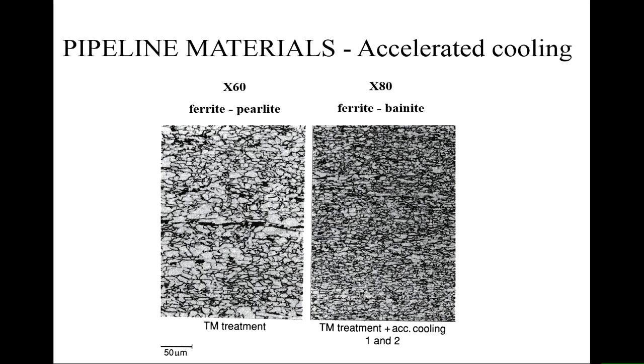And so we've achieved everything really by accelerating the cooling. And what accelerating the cooling does, even if you don't form martensite, is it prevents grain growth and it keeps the microstructure small.